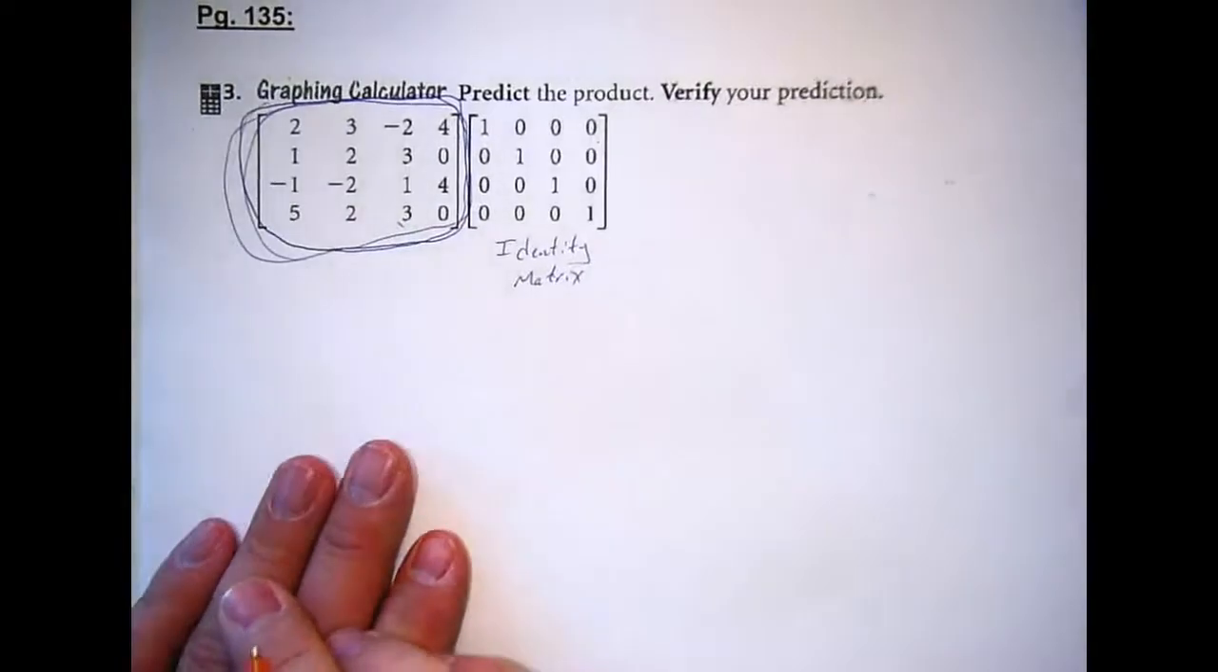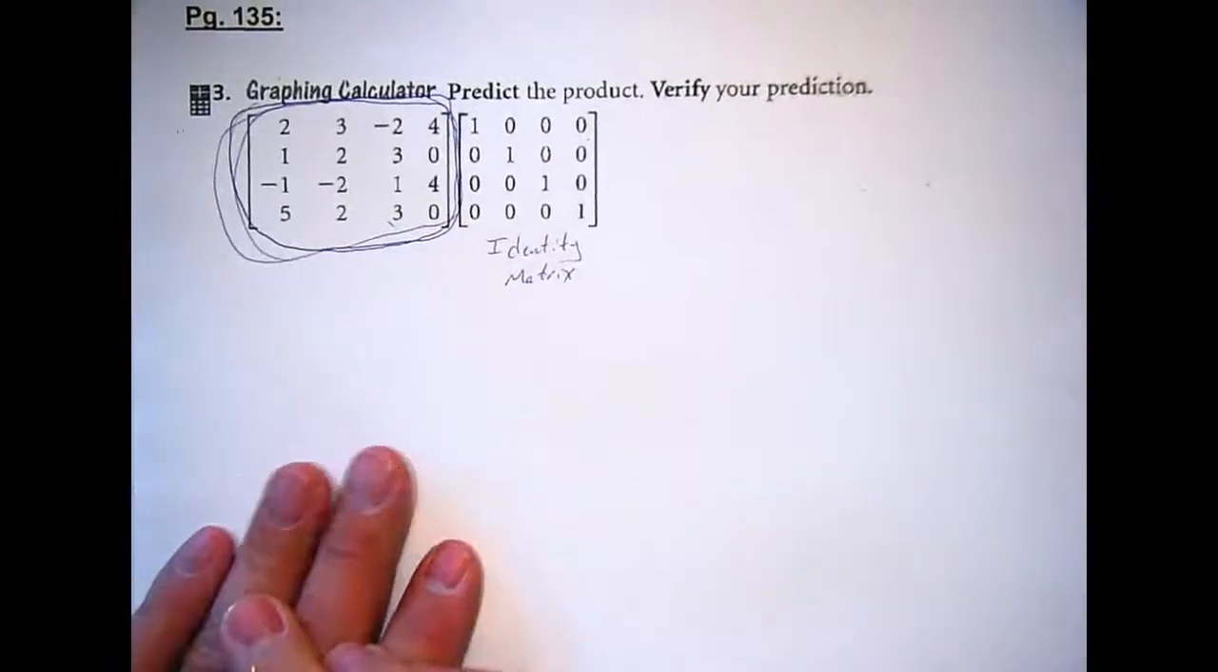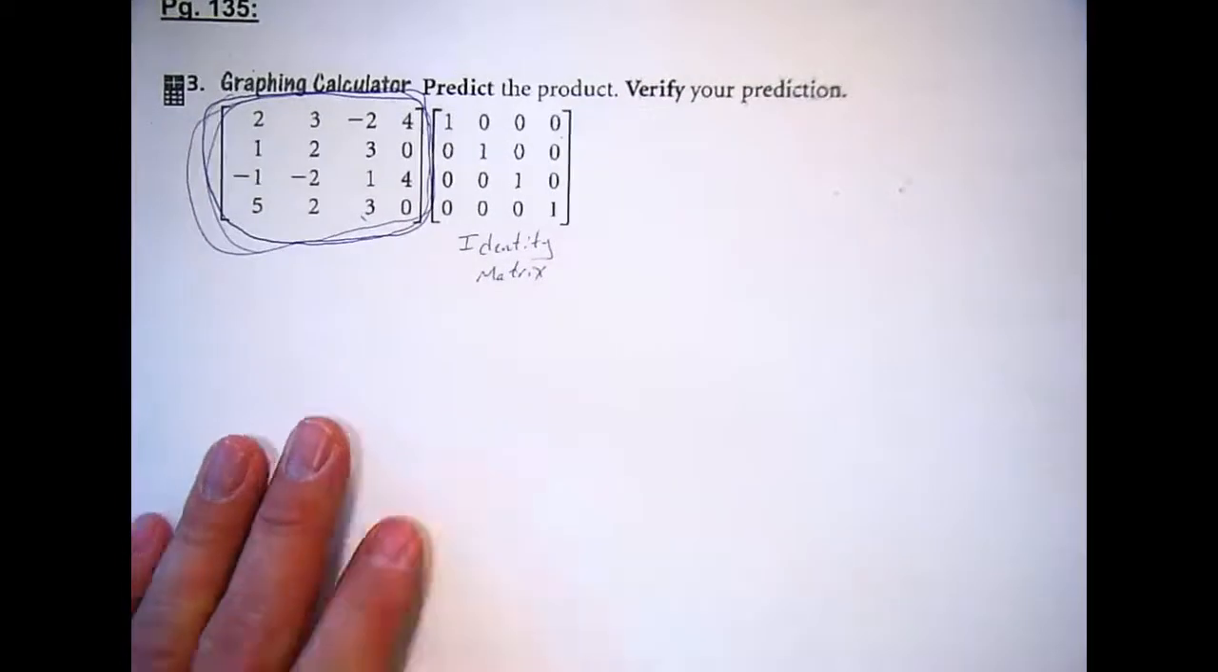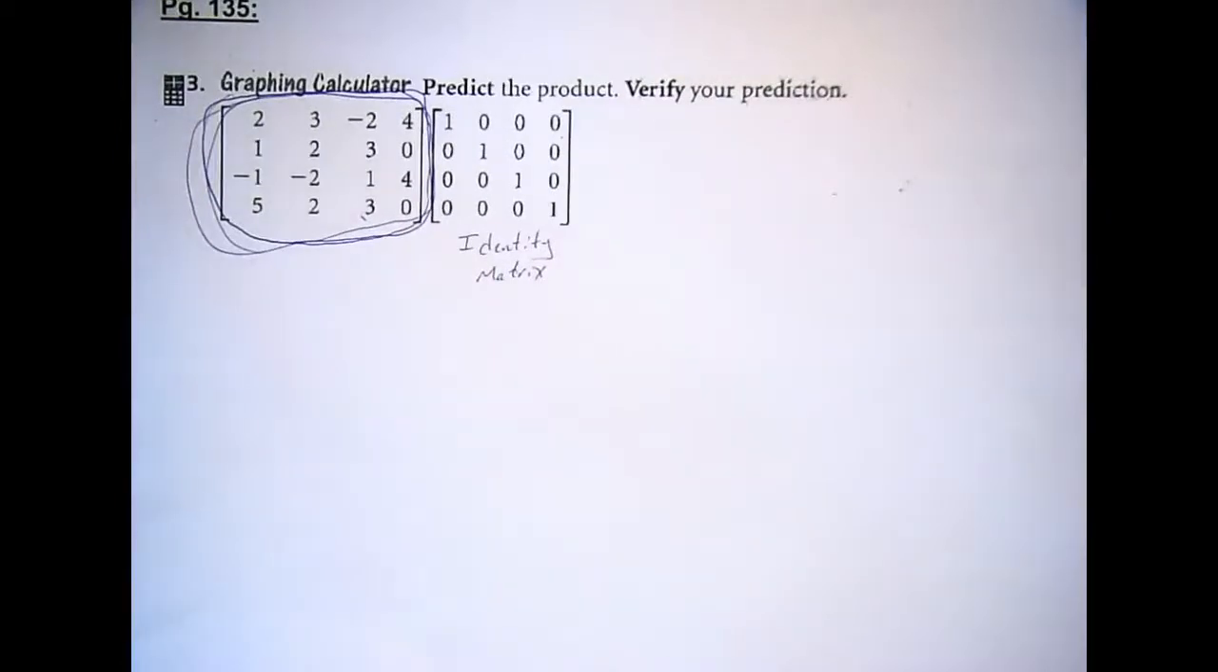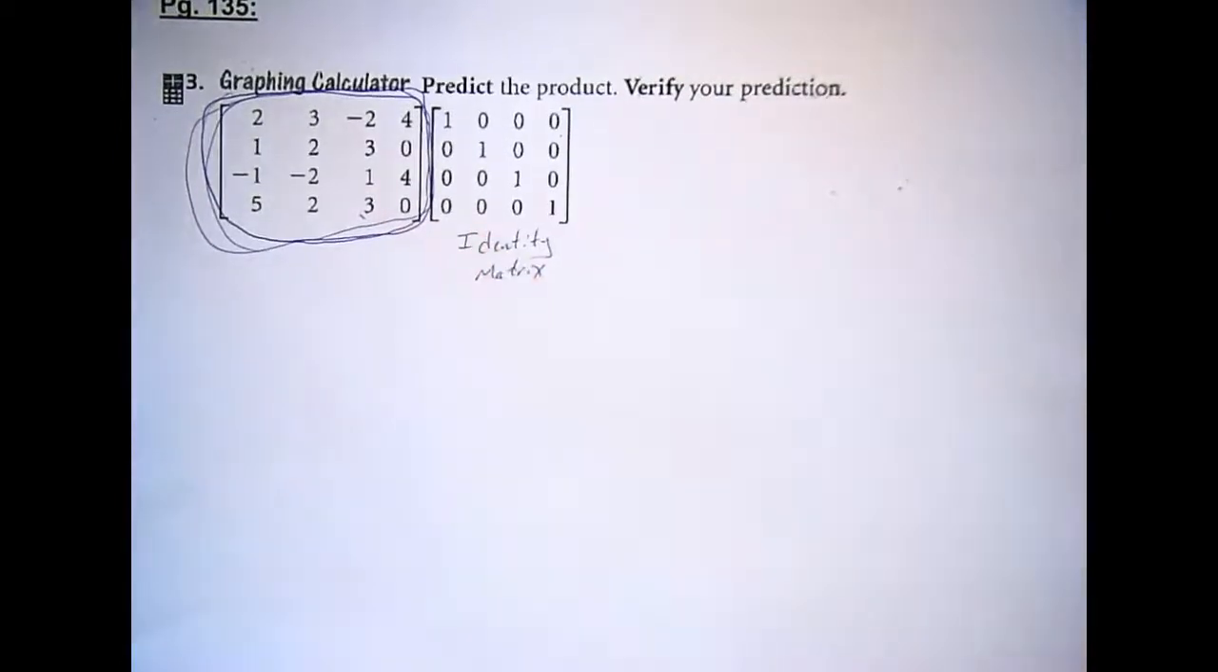That's your identity matrix. Okay, identity, when you multiply by 1, you get the same thing. You don't change the identity. All right, any questions there?